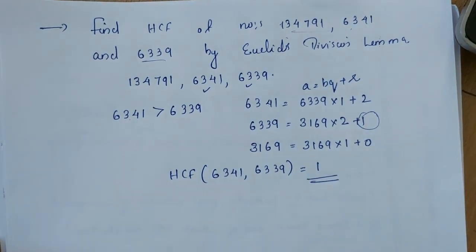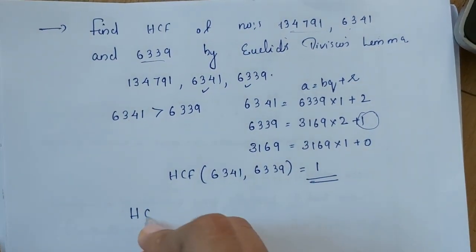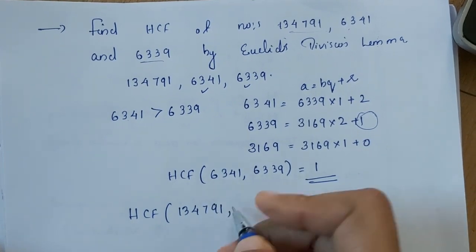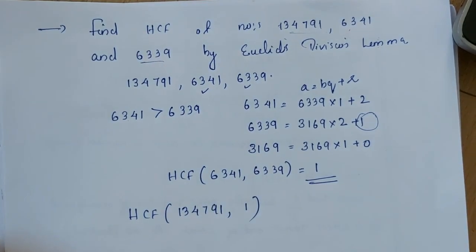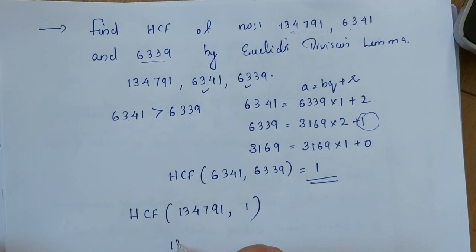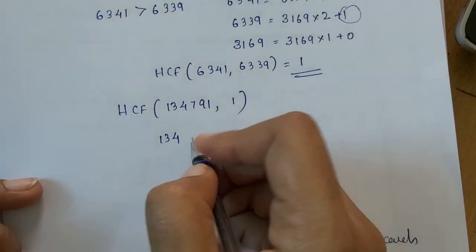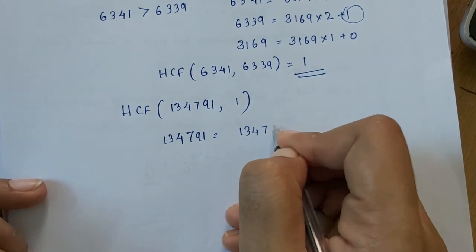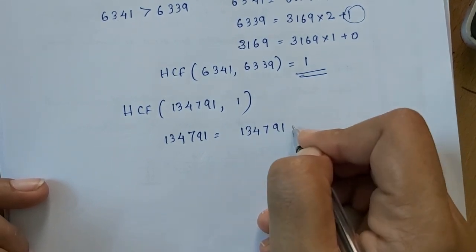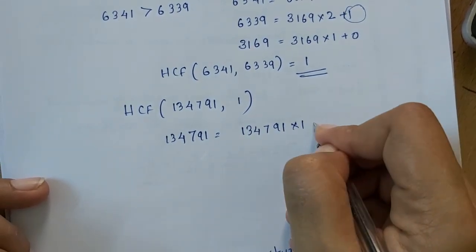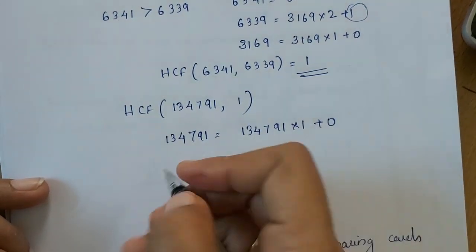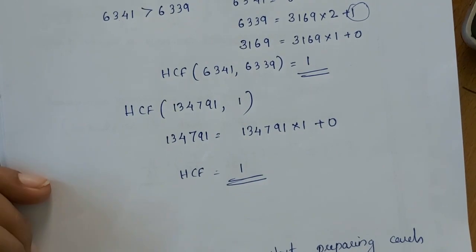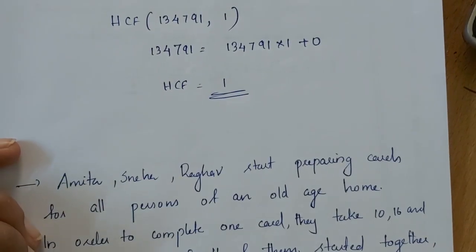Again we have to find the HCF of 134791 and 1. 134791 is equal to 134791 into 1 plus 0. So HCF is equal to 1 itself. HCF is equal to 1.